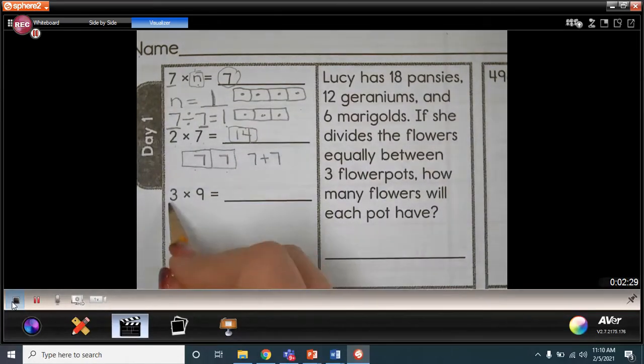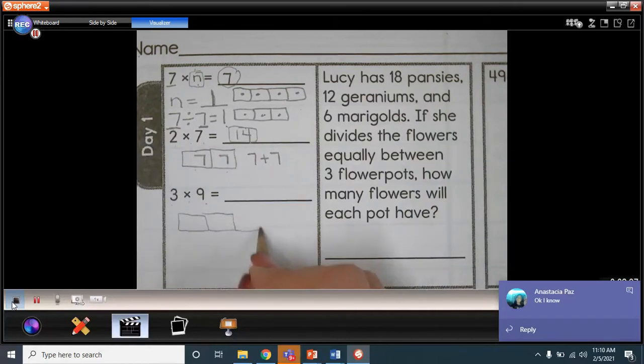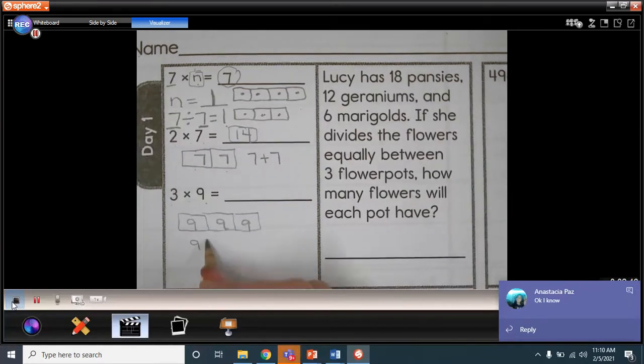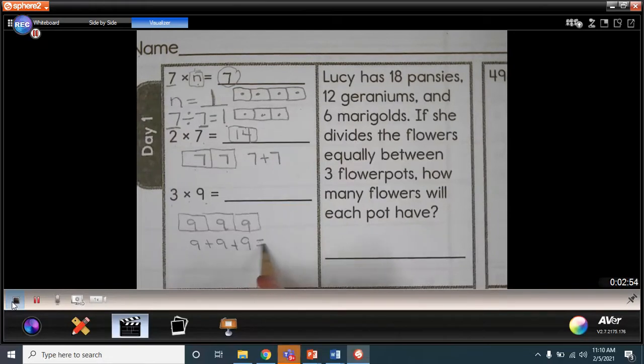And now we have 3 groups of 9. So 9 here, 9 in there, and 9 in there. So we're going to put 9, 9, and 9. So 9 plus 9 is 18. And if I add 10, that would be 28. And then take 1 away, that would be 27. So 9 plus 9 plus 9 is going to give me 27.